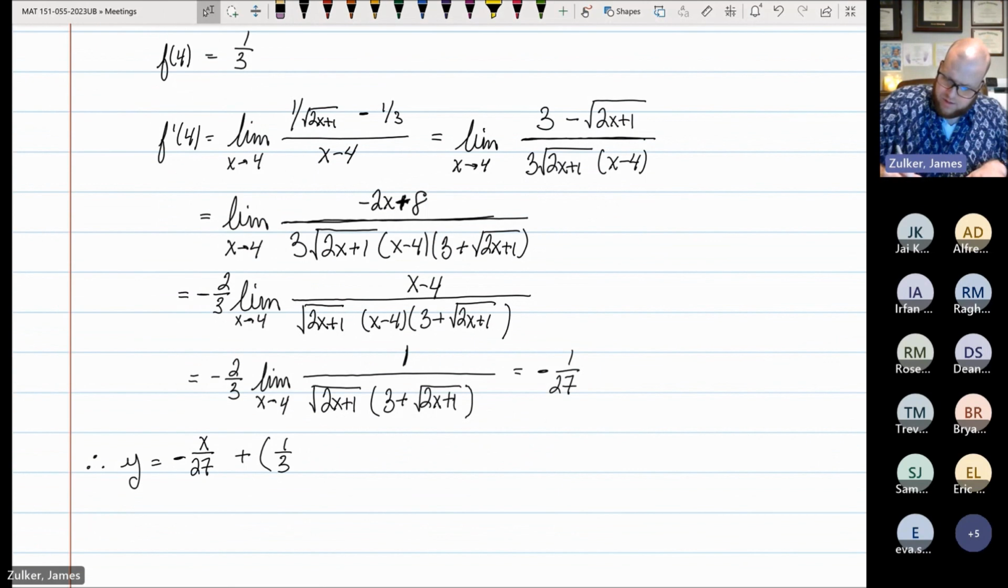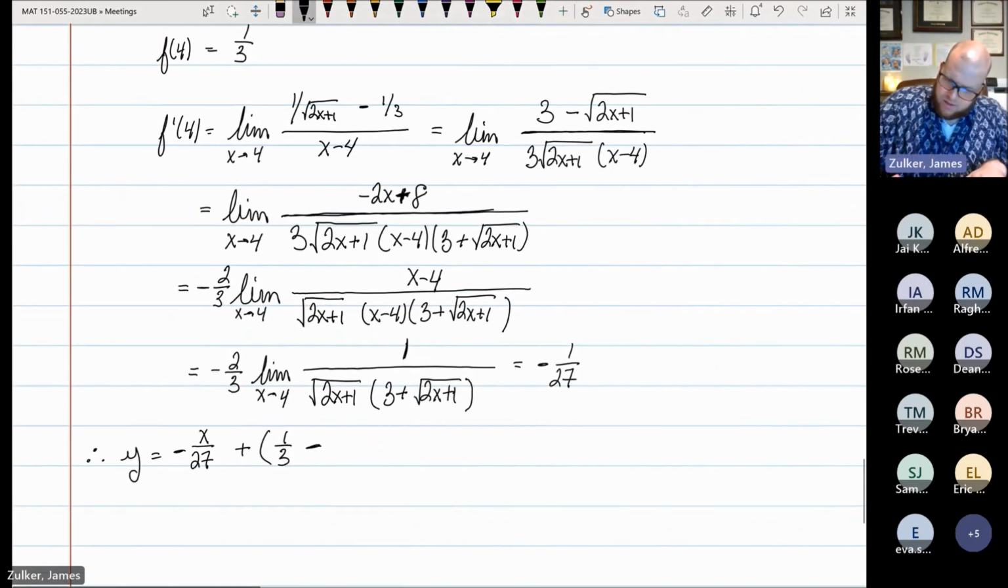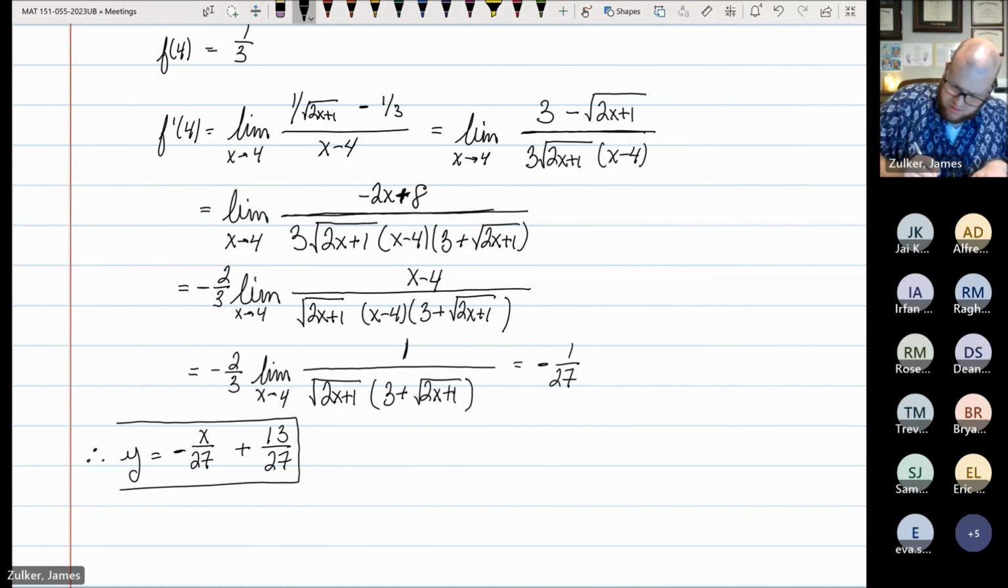One third and minus negative 4/27. That's what, 13/27? There's our tangent line. Again, could write that as 13 minus x all over 27. That's fine.